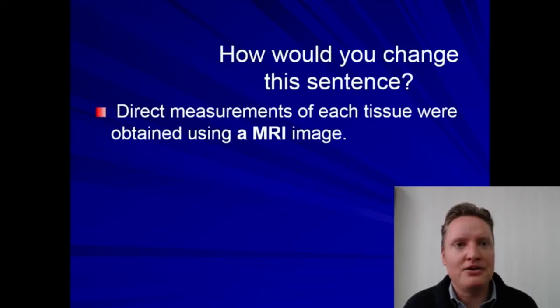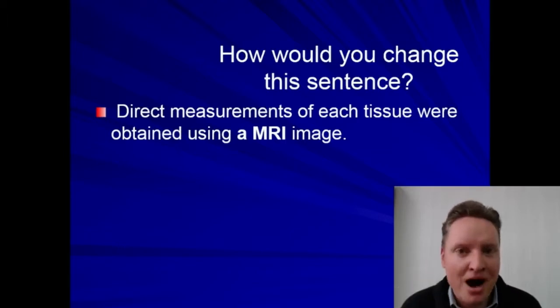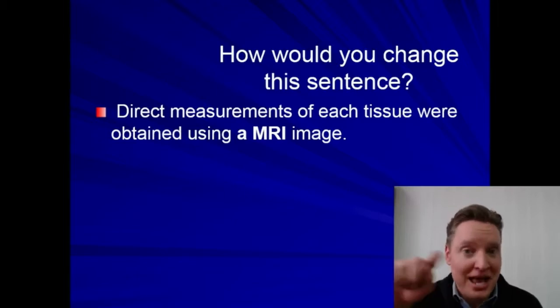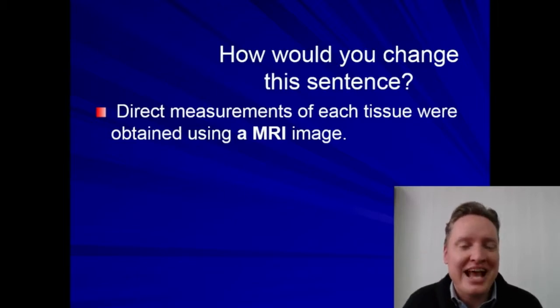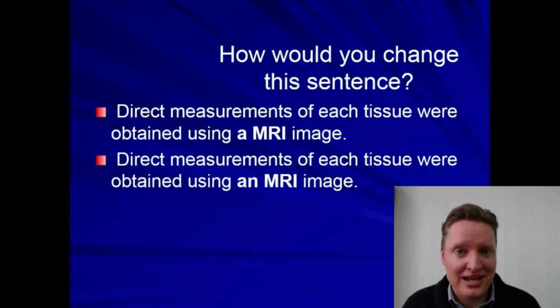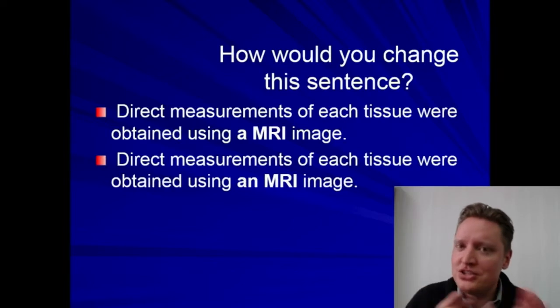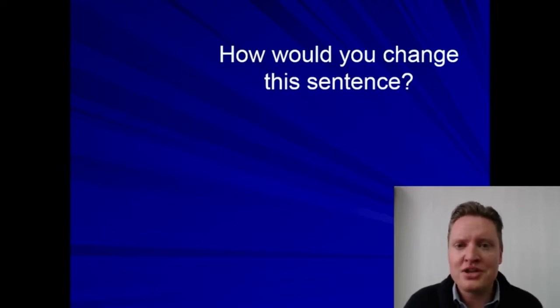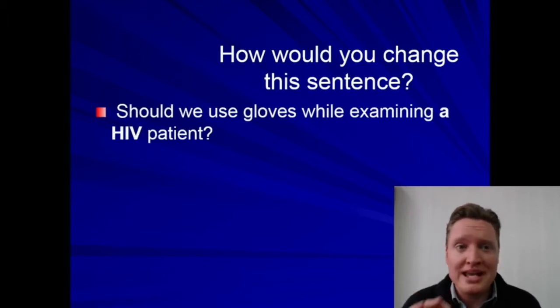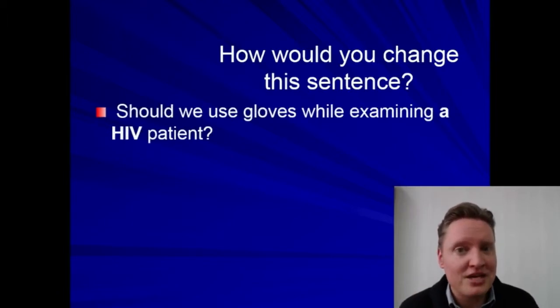Here's an example. Direct measurements of each tissue were obtained using a MRI image. Now, the key point here is the sound. MRI. Even though M is a consonant letter, it makes an E sound at the start, so it would be an MRI. We go with the sound, not the letter M. And you often see that we choose the article based not on the spelling, but on the pronunciation of the word.